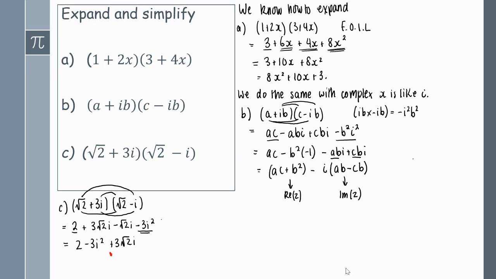Again, group the 2 and the minus 3 i squared together. Notice that i squared is minus 1, so we'll get 2 minus 3 times minus 1, plus take the i's as a common factor for the last two terms, 3 root 2 minus root 2 i. Then we can say, well, 2 plus 3 plus 3 root 2 minus root 2, that will just give me 2 root 2 i. Gives me the complex number 5 plus 2 root 2 i.